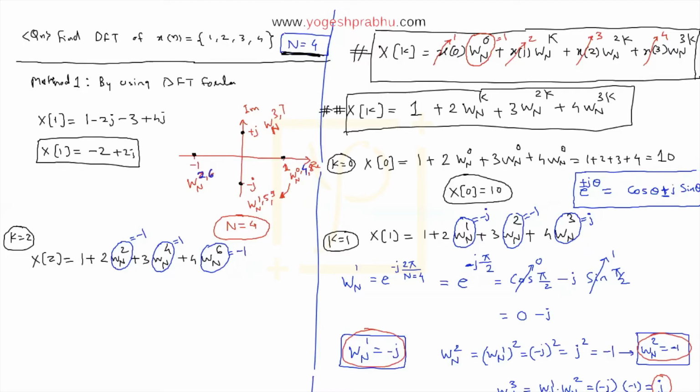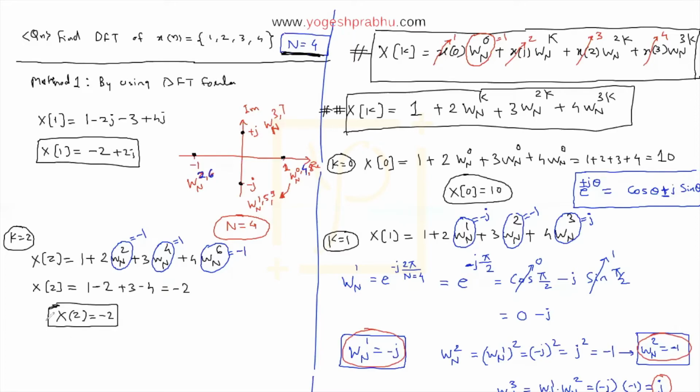Okay, so once you put these values and simplify, this is x of 2, that is going to be 1, 2 times minus 1, minus 2, then 3 times 1, 3, then next is 4 times minus 1, minus 4, and then the final answer is minus 2. Is that correct? 1 minus 2 minus 1 plus 3 is 2, and 2 minus 4 is minus 2. So x of 2 is minus 2.